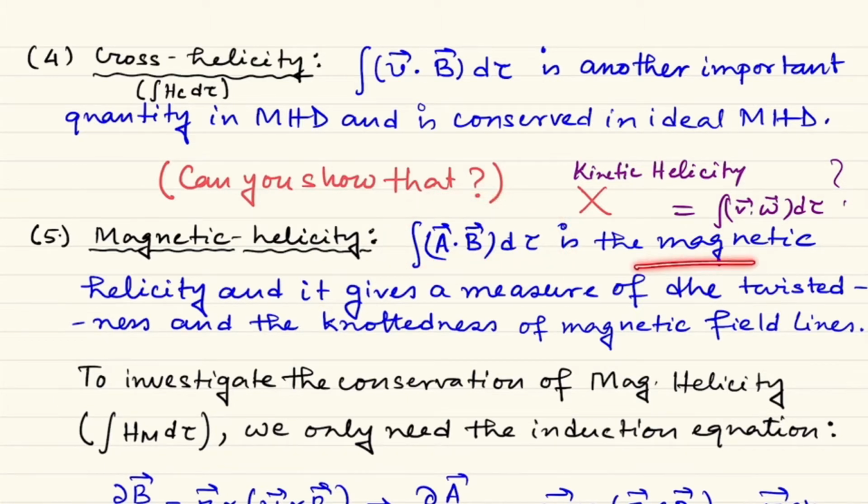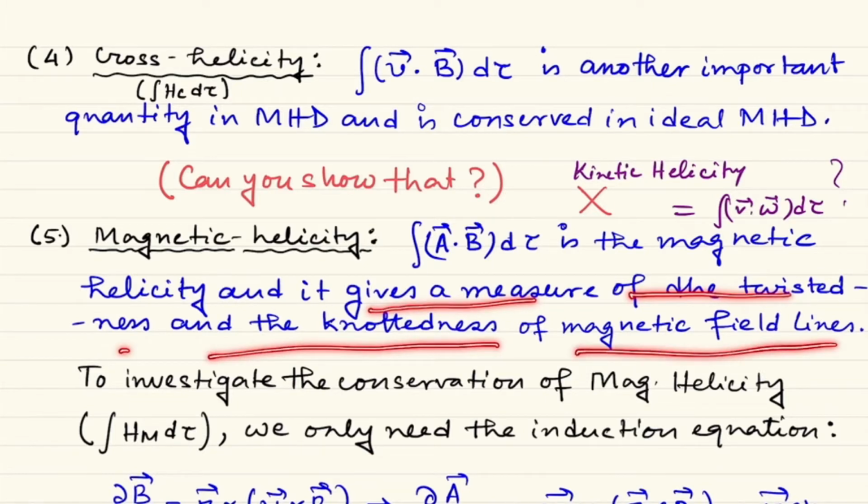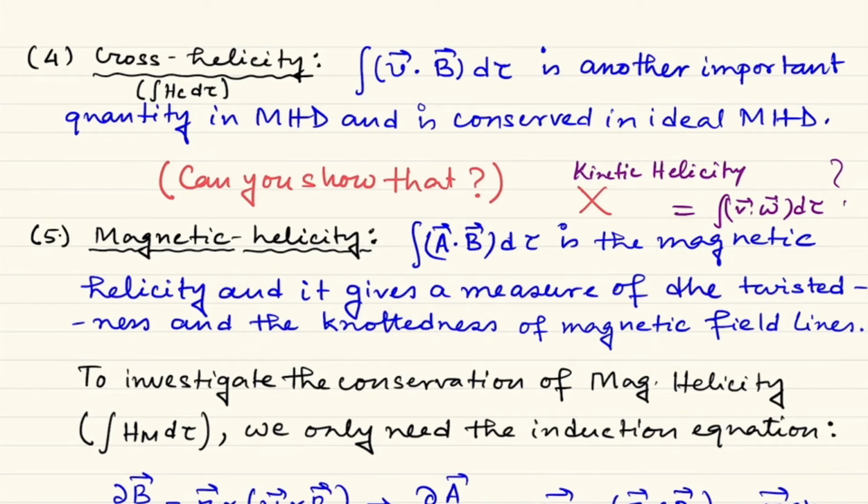That will give you the total magnetic helicity. And this magnetic helicity topologically gives a measure of the twistedness and the knottedness of the magnetic field lines. Okay, so Moffatt, in the year 1970, published a very important work on magnetic helicity. And there are different types of topology depending on the magnetic helicity.